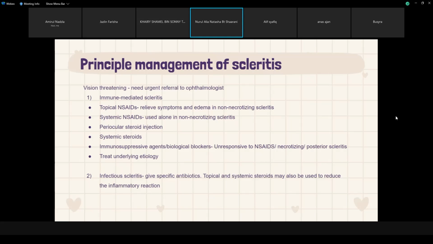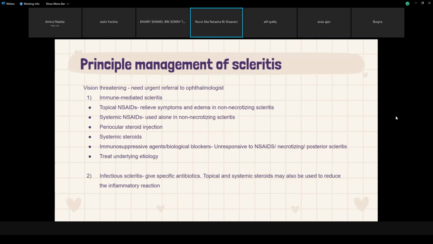Next slide, please. So this is the principal management of scleritis. I divide it into two types, which are immune-mediated and also infectious scleritis. But we have to remember that scleritis is a vision-threatening condition, so it needs urgent referral to an ophthalmologist.